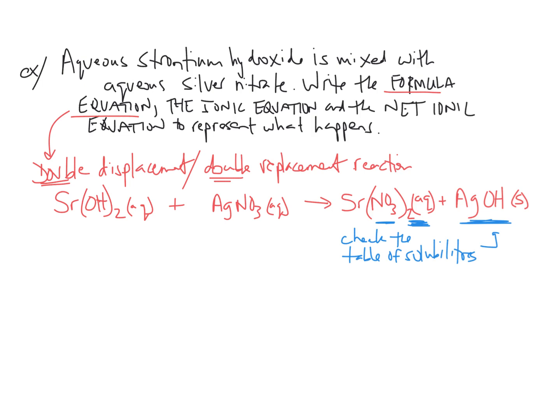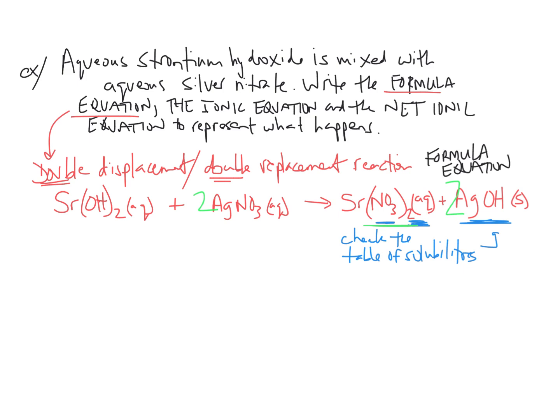Next, just double check that the equation is balanced, okay? And what you'll see is that we got 2 nitrates over here on the right-hand side, so we need 2 over here as well. So we put a 2 on the silver, and that fixes the hydroxide problem, okay? So that is now the balanced formula equation for this reaction. So maybe I'll write that there. This is the formula equation.